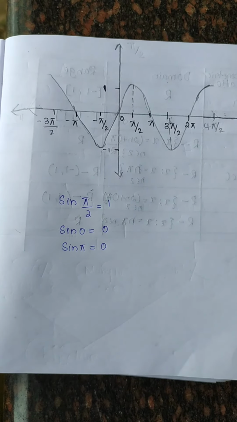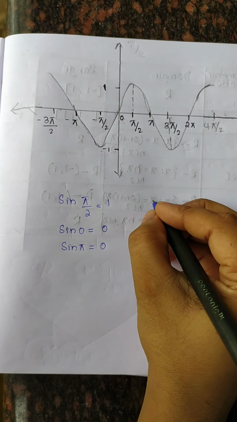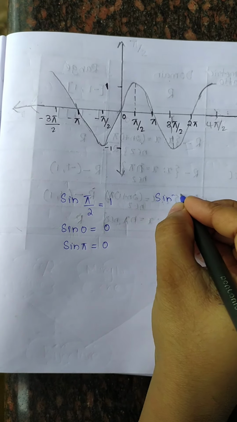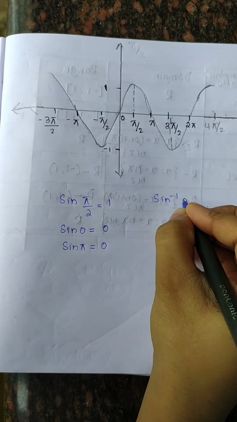If we are finding the inverse of the function, what is that? Sine inverse of 0, what will be the values? What all the values for which we get 0 as the sine function? Just look at this. Sine inverse of 0 is equal to 0. Then again, sine inverse of 0 is equal to pi. Again, sine inverse of 0 is equal to minus pi.